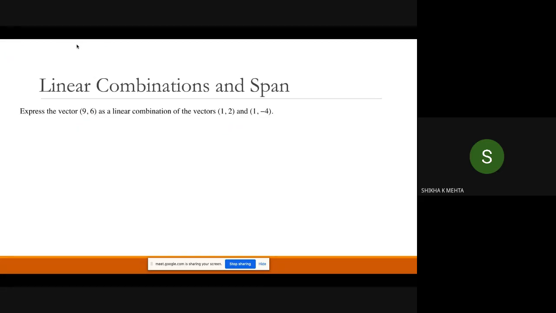Now take out your notebooks and do this. Express the vector 9, 6 as a linear combination of the existing vectors 1, 2 and 1, minus 4, and tell me the solution. What are the scalar values that you are able to get?